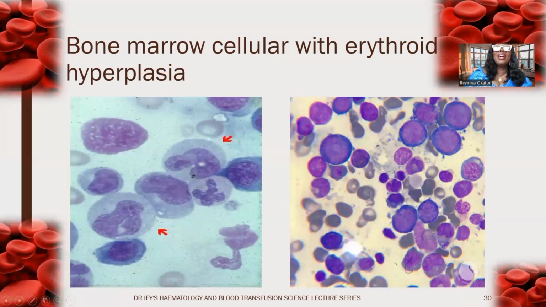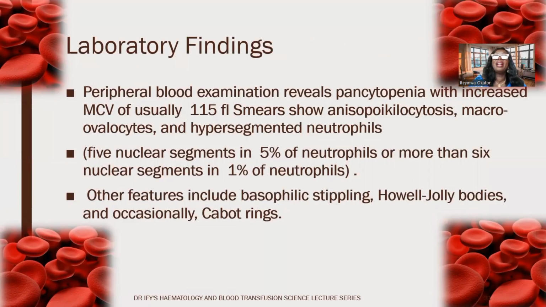Bone marrow cellular with erythroid hyperplasia. As you can observe in this slide, we have several megaloblasts. This is a bone marrow film showing erythroid hyperplasia and megaloblasts. Peripheral blood examination reveals pancytopenia with increased MCV, usually 115 femtoliters and more. It can be more than this.